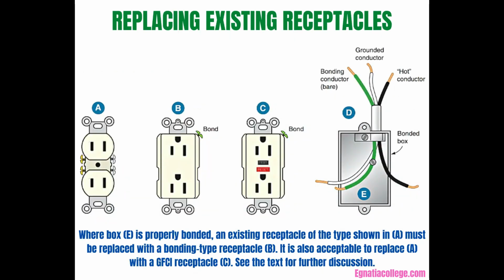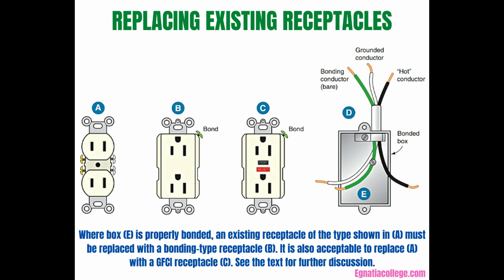Replacing existing receptacles. The CEC is very specific on the type of receptacle permitted as a replacement for an existing receptacle, Rule 26-702. Replacing existing receptacles where bonding means exist. When replacing an existing receptacle where the wall box is properly bonded, E, or where the branch circuit wiring contains an equipment bonding conductor, D, the replacement receptacle must be of the bonding type, B, unless the replacement receptacle is of the GFCI type, C.